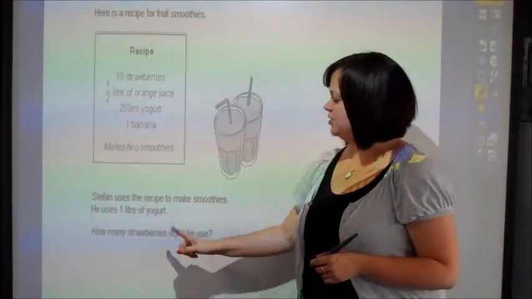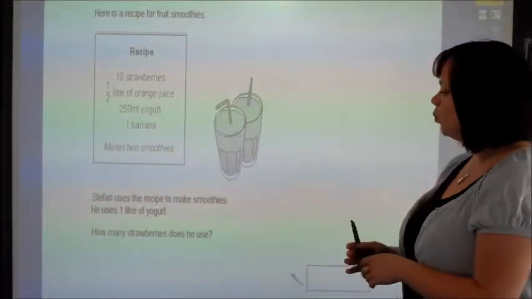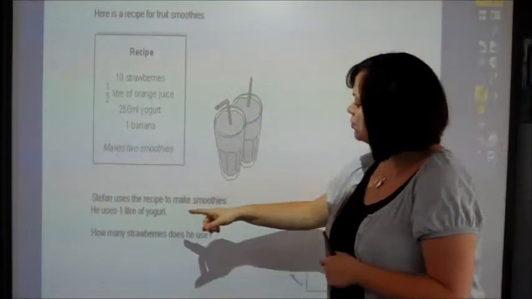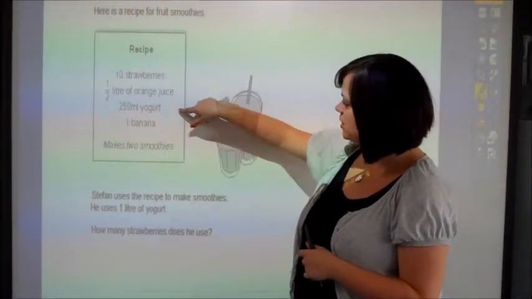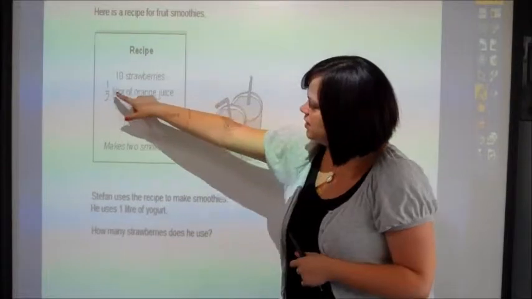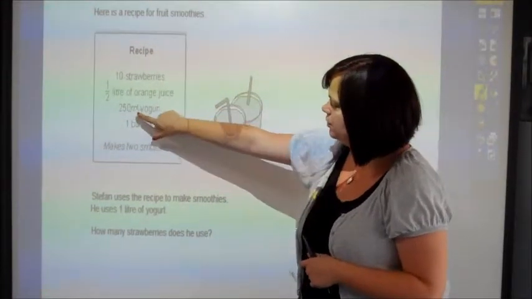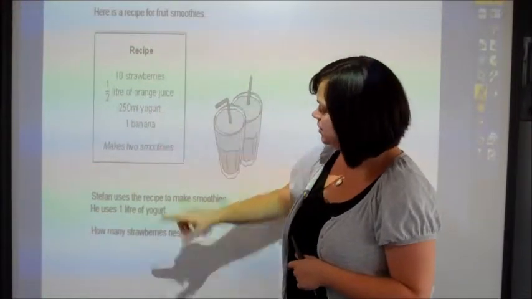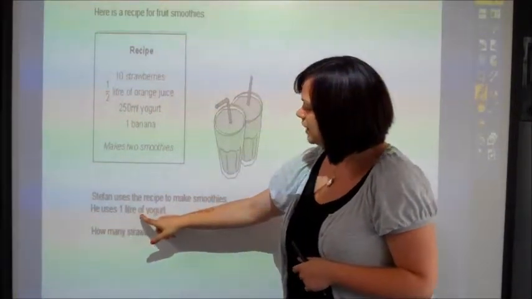Stefan uses the recipe to make smoothies. He uses 1 litre of yoghurt. How many strawberries does he use? So he uses 1 litre of yoghurt. So if we go back to this recipe, the recipe for 2 smoothies is half a litre. Oh no, sorry, it's 250 millilitres of yoghurt, isn't it? 250 millilitres. But Stefan has used 1 litre.